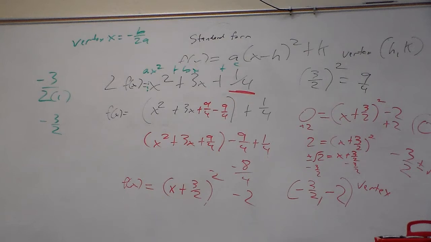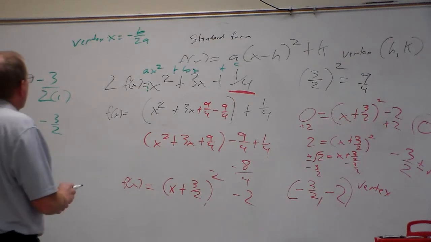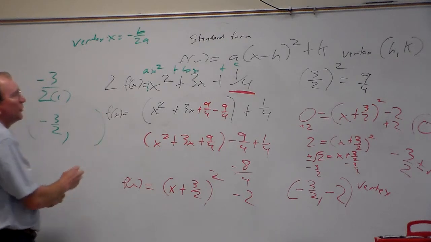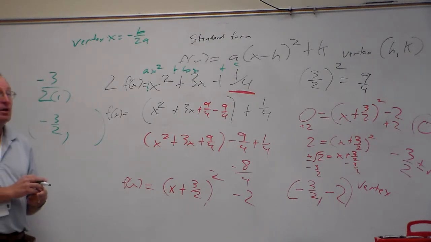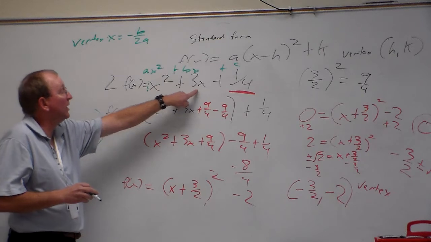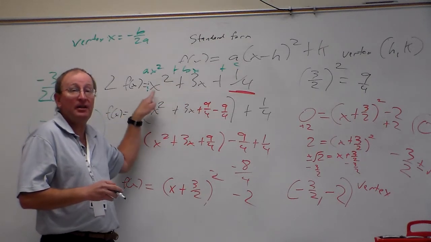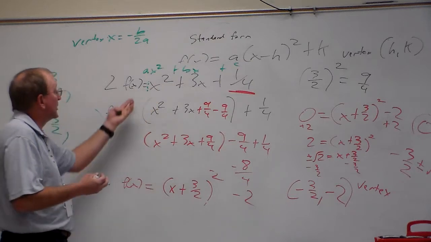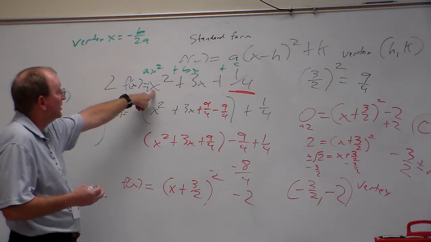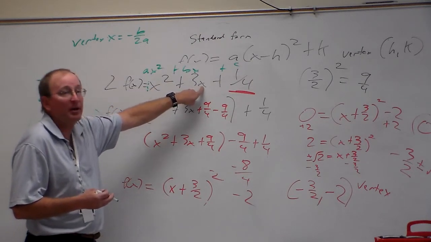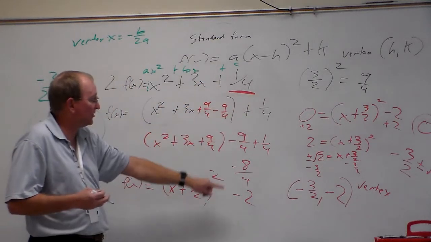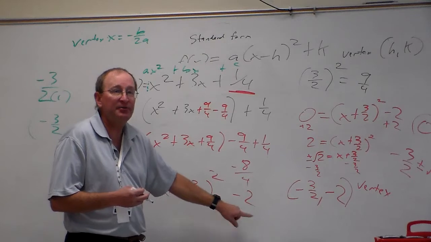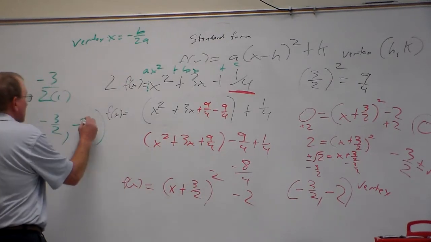Now here's a kicker for you. If the vertex is at negative 3 halves, how can I find the y value? Just go back to the equation and plug it in. If I plug in negative 3 halves, squared, plus 3 times negative 3 halves, plus 1/4, guess what I'll end up with as an answer? Negative 2.